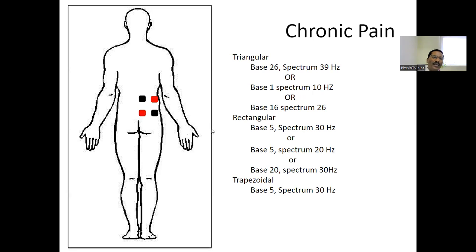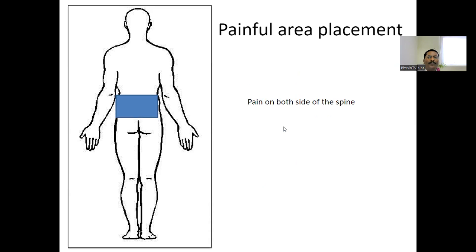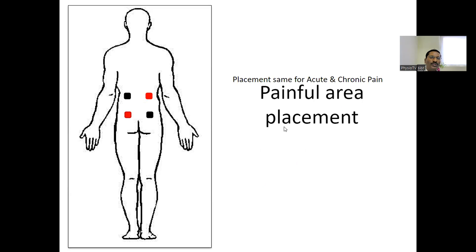Then in chronic pain also we use the same, but the only thing is that we change the parameters for chronic pain. And if the painful area is on both sides of the low back, we spread out the electrodes over a larger area so that the pain is in the center.